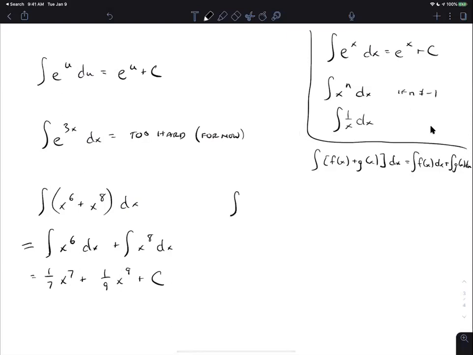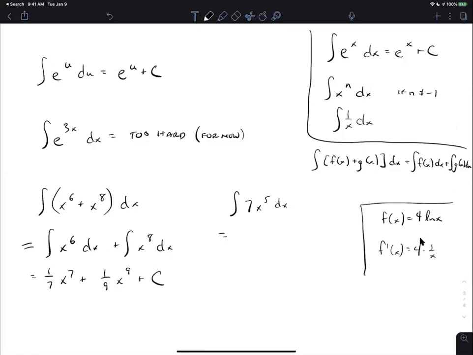Now, what about if I have like 7 x to the 5th? So when you have a constant multiple for derivatives, like if I was doing in Calc 1, if I said, okay, f of x is 4 natural log x, and I said, okay, find the derivative. How does that 4 behave when I do the derivative of that? You just keep it. The 4 just sits there. And so you do 4 times 1 over x, which then simplifies. But the reverse of that for antiderivatives is the 7 just sits there.